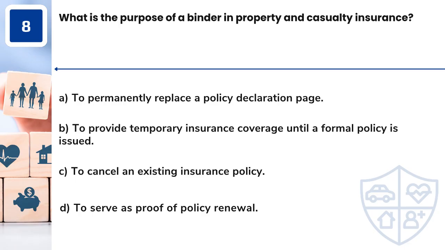Question 8. What is the purpose of a binder in property and casualty insurance? A. To permanently replace a policy declaration page. B. To provide temporary insurance coverage until a formal policy is issued. C. To cancel an existing insurance policy. D. To serve as proof of policy renewal.